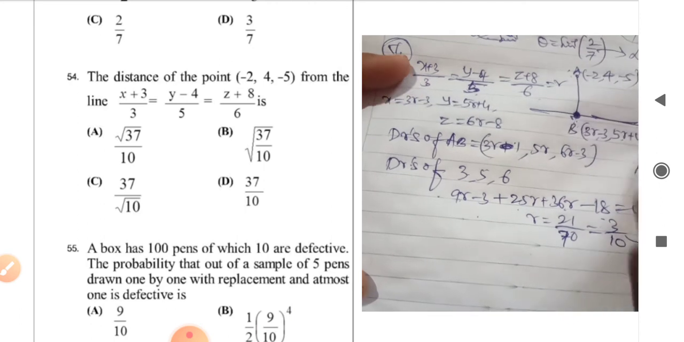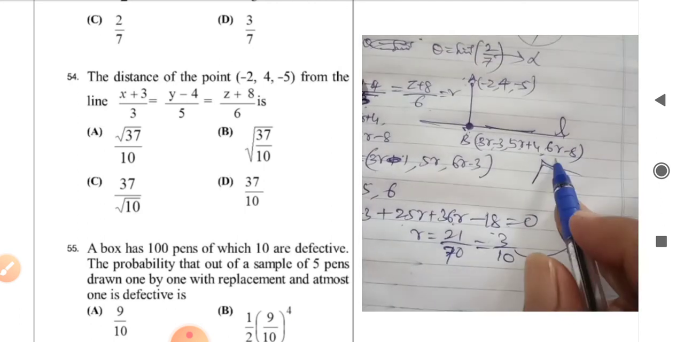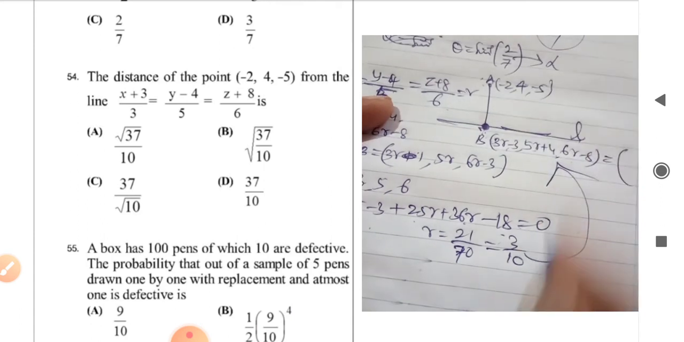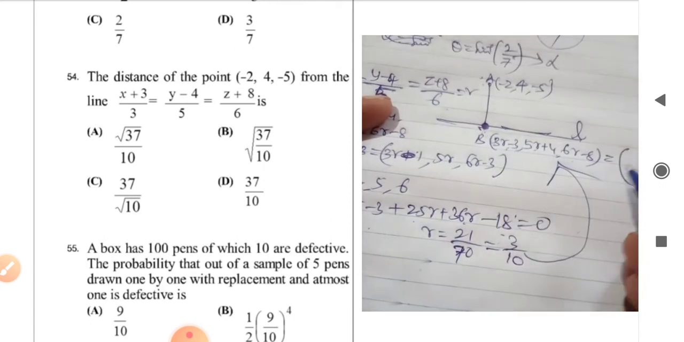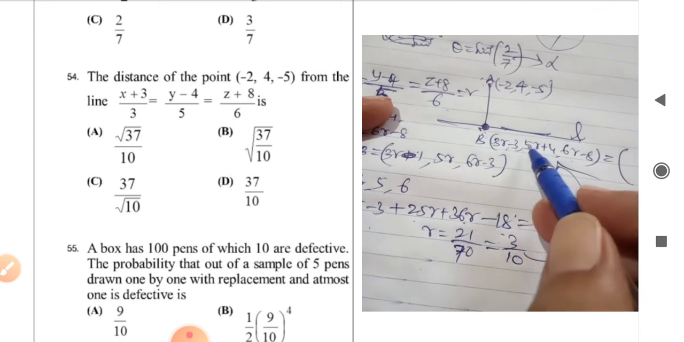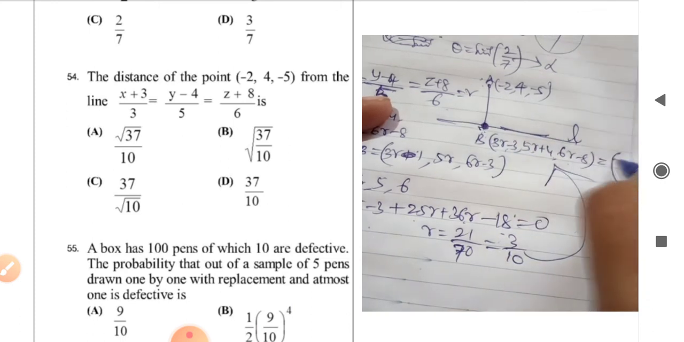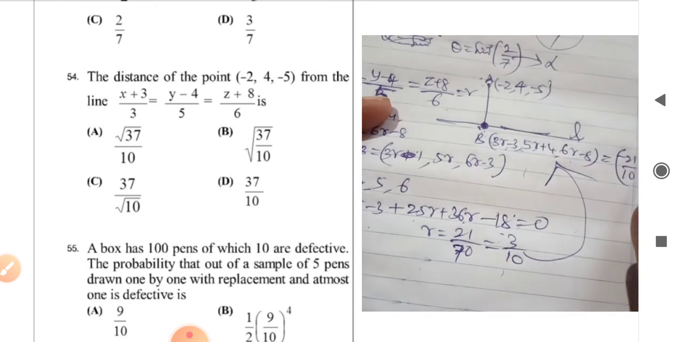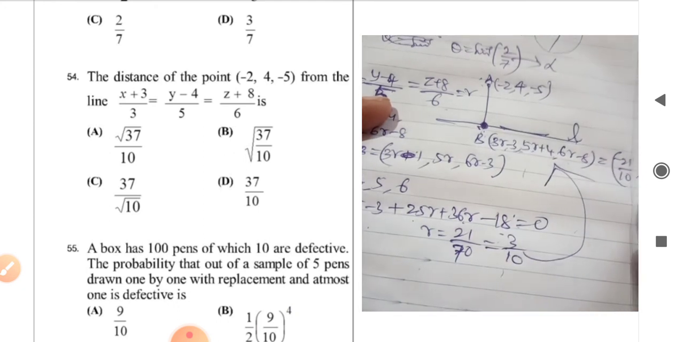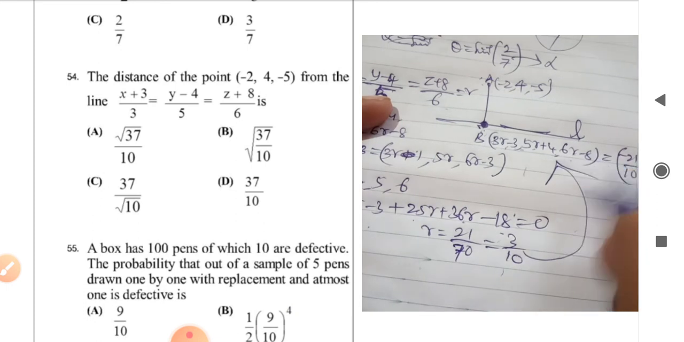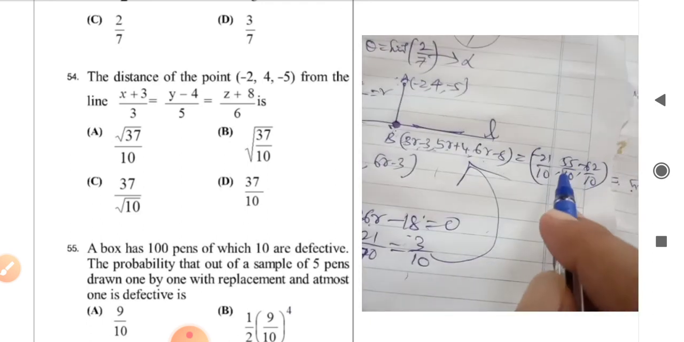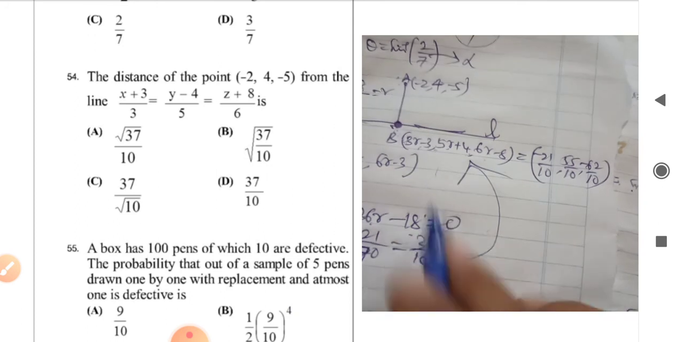If I substitute the r value in this equation, I get the points. So B will be, again I get 3r, this is 9 by 10 minus 1, so 9 minus 10, it is minus 1 by 10, and then 15 by 10 plus 4, that is 40, so you get 55 divided by 10, and the next one is 18 minus 80, so you get minus 62 divided by 10. So this is the B point we got by substituting the value of r here.